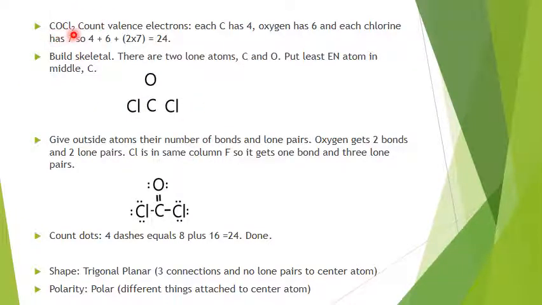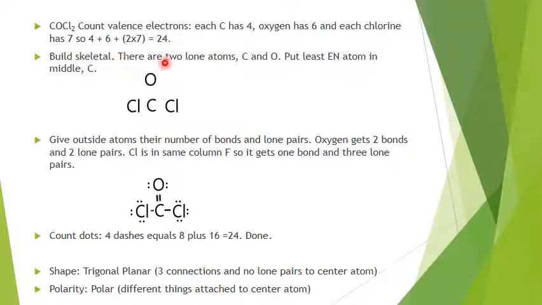Okay, COCl2. Count the valence electrons. The carbon has 4. The oxygen has 6. And the chlorine has 7, and there's 2 of them. So it's going to be 4 plus 6, so it's 10, plus 2 times 7 is 14. So there's 24 valence electrons.